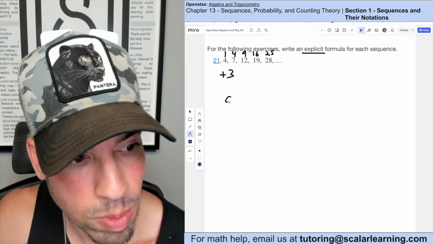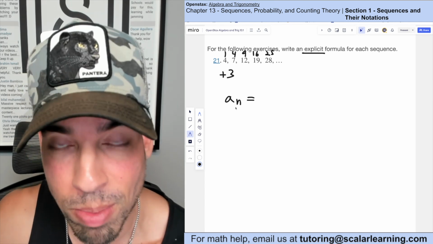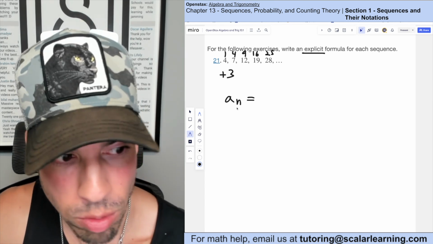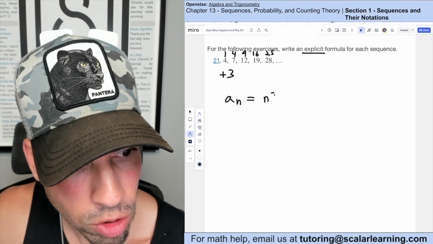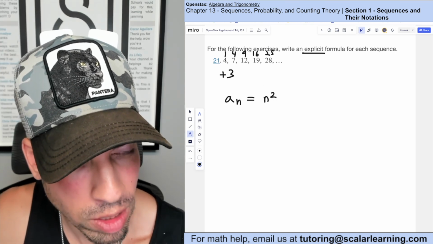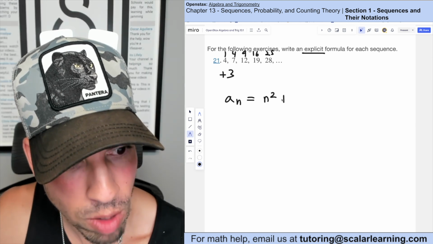So what that tells me is a great explicit formula would then be a sub n, which means this represents the nth term in the sequence, depending on which one you want, right? Would equal n squared. We're taking our position, right? This is the first position, 1 squared. This is the second position, 2 squared. And then we're adding 3 onto that.